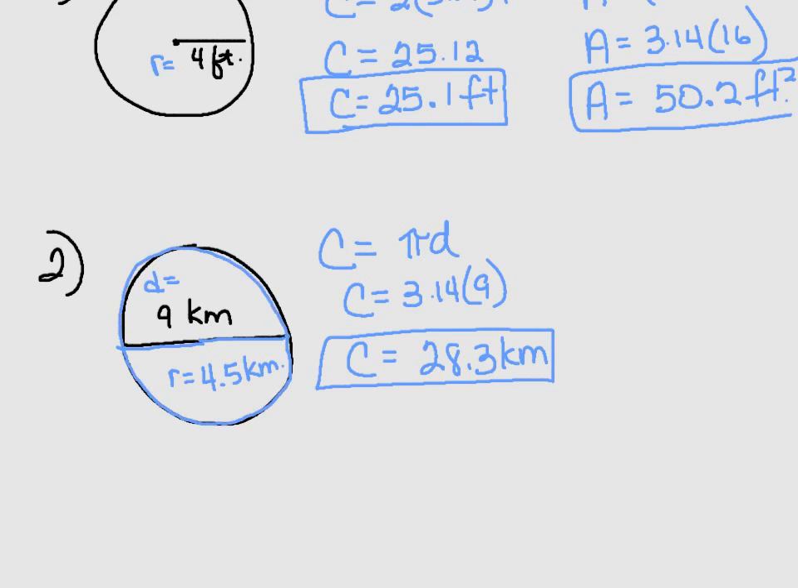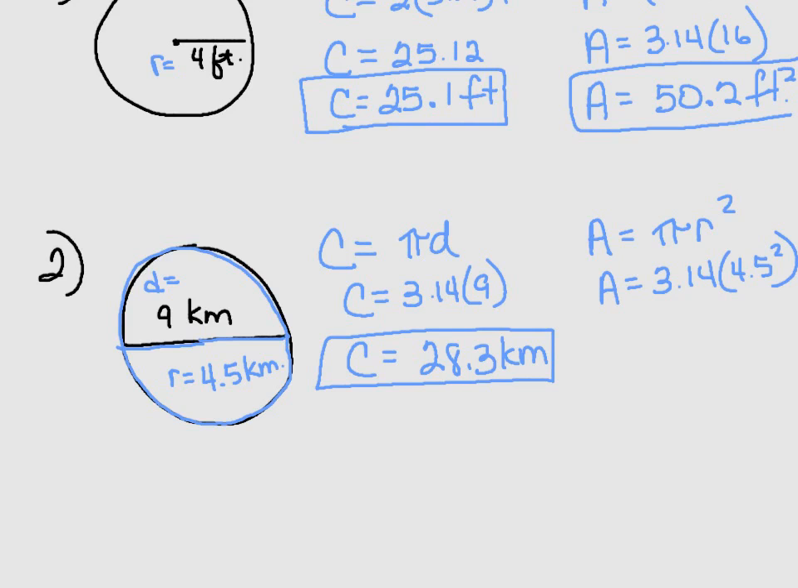It's a one-dimensional measure. Okay, let's go ahead and find the area of this circle. Area equals pi r squared. Okay, let's go ahead and substitute. Pi is 3.14 and the radius we've already determined is 4.5, and we need to square that.